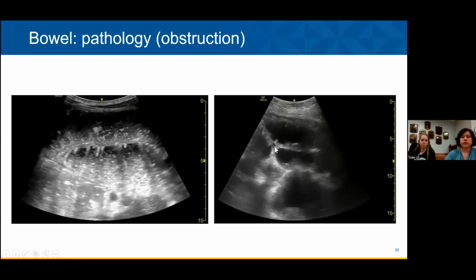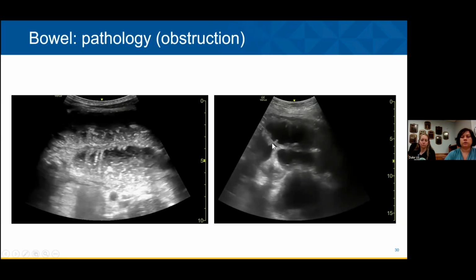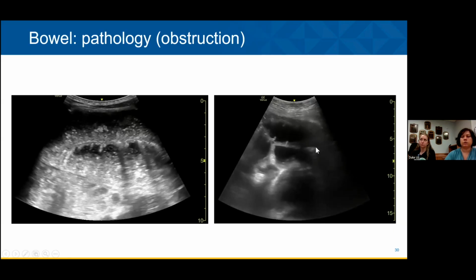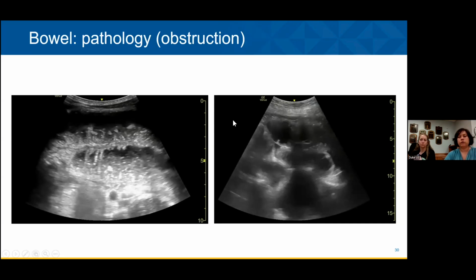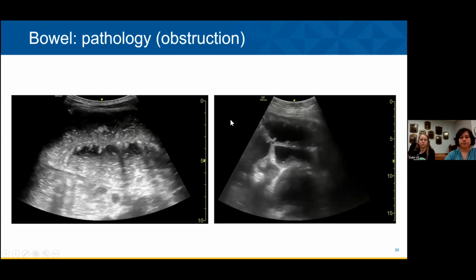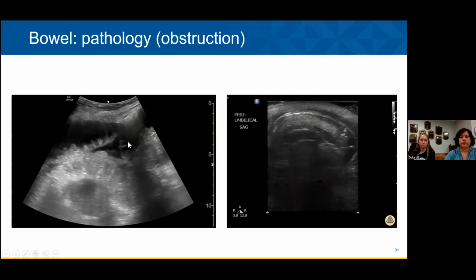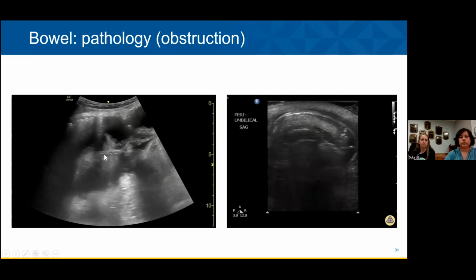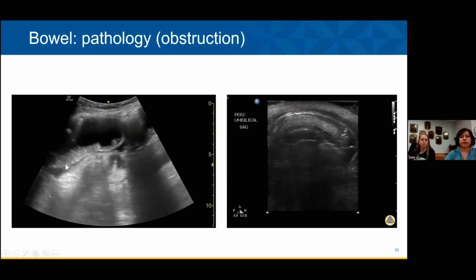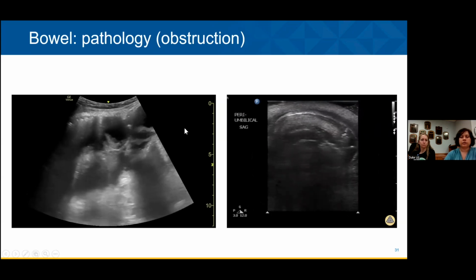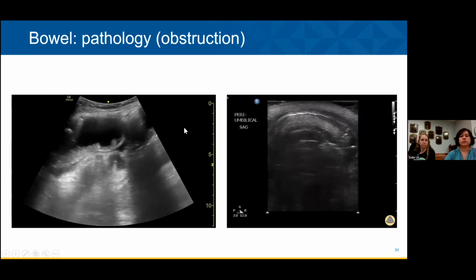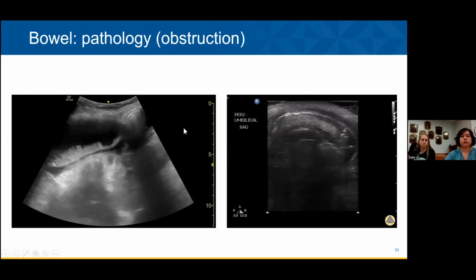You can also see one subtle finding, which is a little triangle of free fluid here that can sometimes happen, again, as the bowel becomes threatened and the wall becomes leakier or even necrotic. So watch out for that. This is an example of a larger amount of fluid, so this would be an even more concerning finding. If your patient is suspected of a bowel obstruction, this could signal, again, ischemia or necrosis.